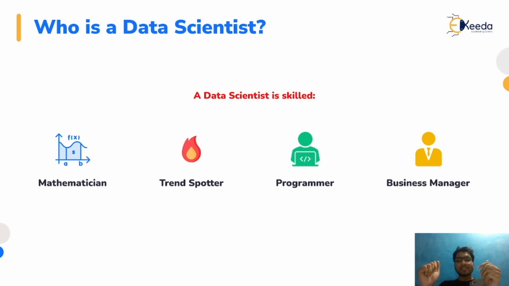And lastly is business manager. When I say business manager, it does not mean that a data scientist should take decisions of businesses, but at least he should be a kind of proxy business manager. When I say proxy business manager, I mean that whatever analysis he has done based on that data, he should be able to communicate those results to a business manager, to stakeholders. That is why a data scientist should be a kind of business manager.